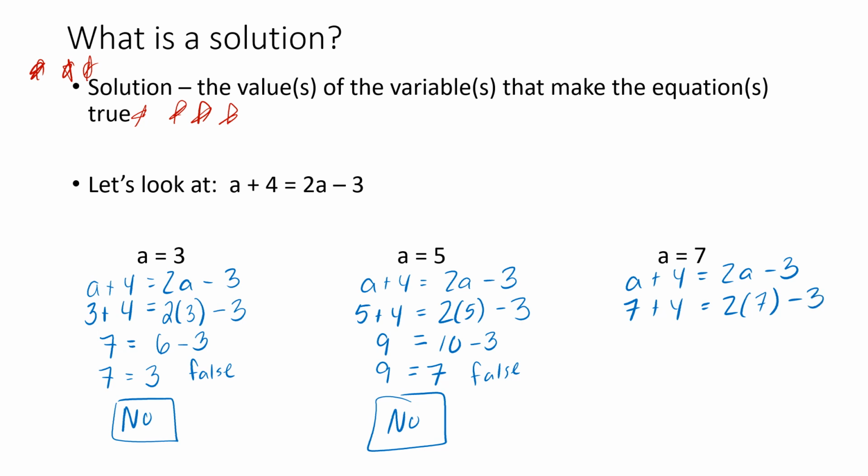And this time we have 7 plus 4 is 11. 2 times 7 is 14. And one more step on that right-hand side, 14 minus 3 is 11. And this is what it looks like when you get a true statement. And so our answer would be yes, a equals 7 is a solution.